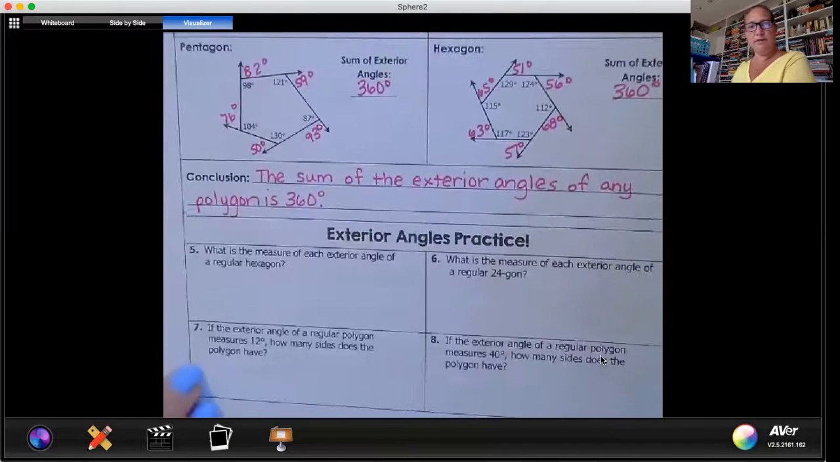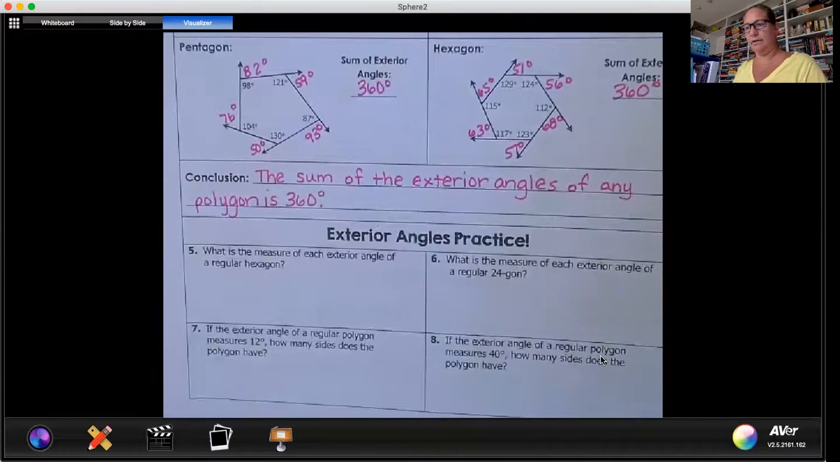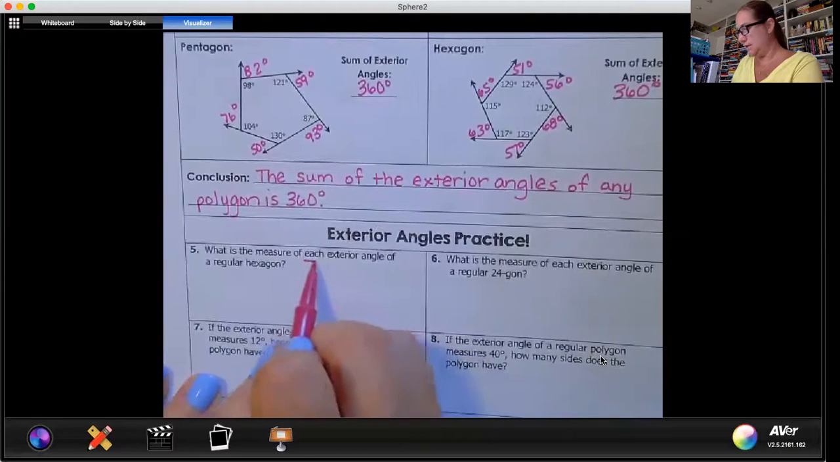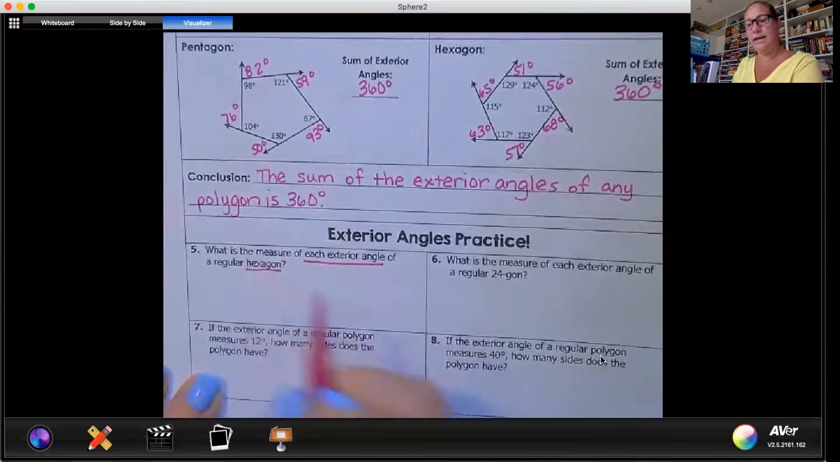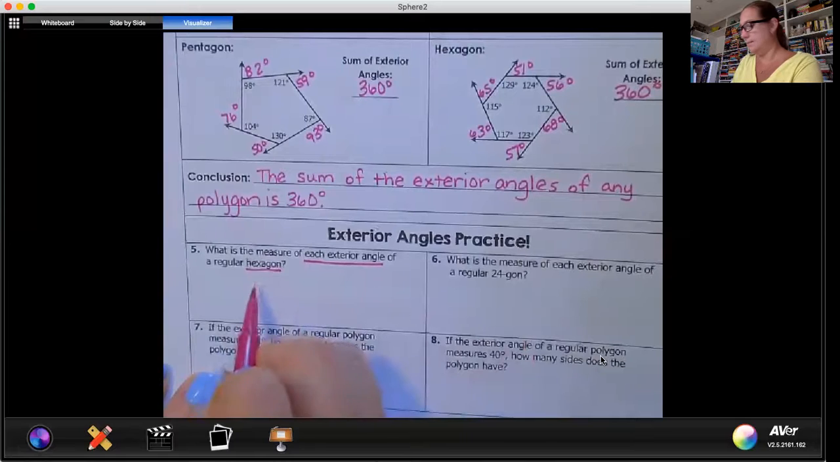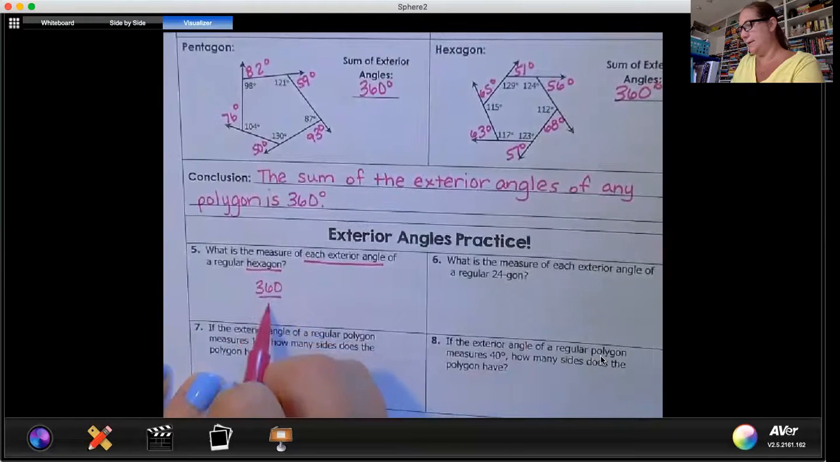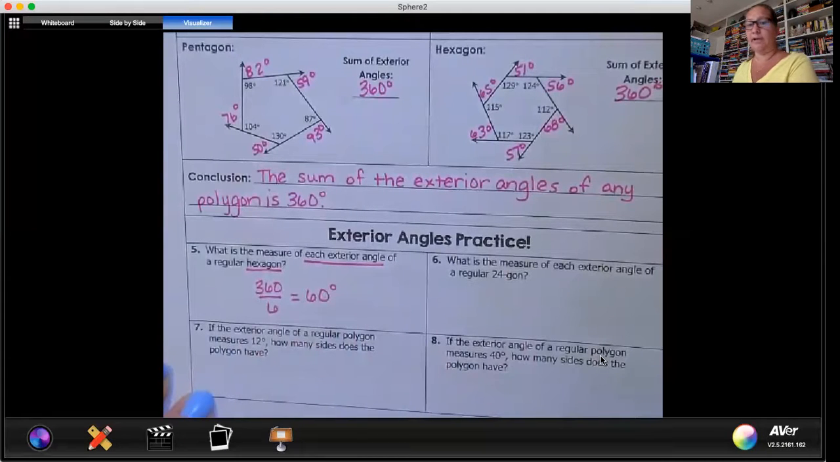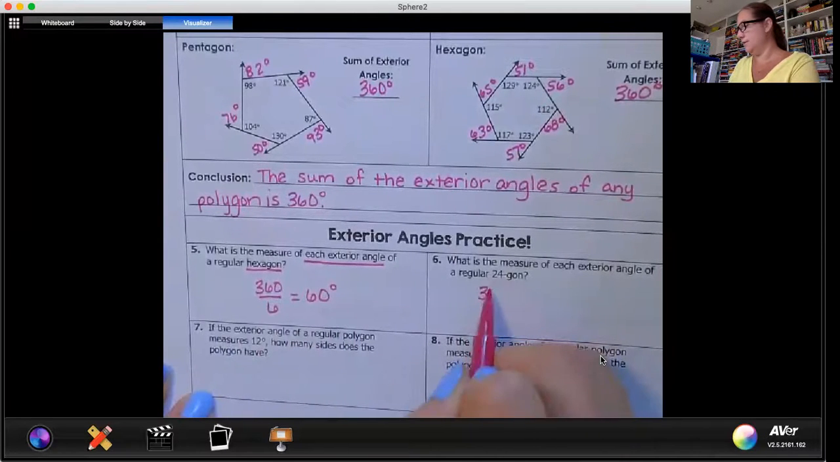So what is the measure of each exterior angle of a regular hexagon? A regular hexagon has 6 sides, so 360 divided by 6 is 60 degrees. Each exterior angle of a regular 24-gon is 360 divided by 24, which is 15 degrees.